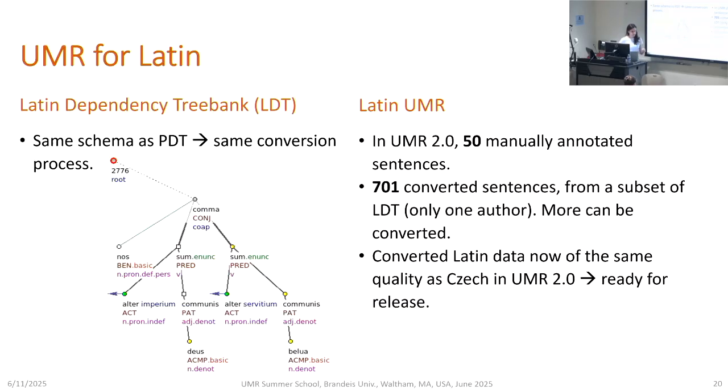At the same time, we have been experimenting with the conversion on 700 sentences. These 700 sentences correspond only to a subset of the LDT, one author, but there's more that can be converted and will be converted. As of now, this converted data has the same quality as the Czech data that is part of the release, which means that it's ready for the next release.